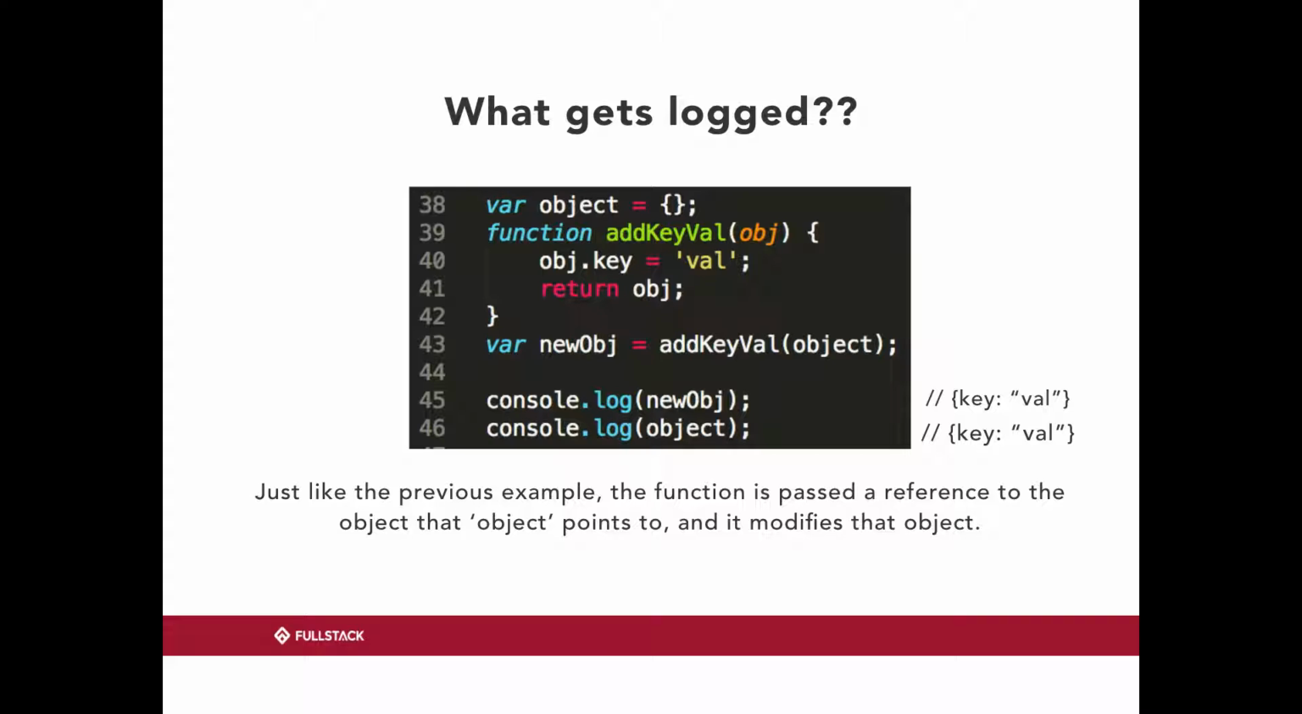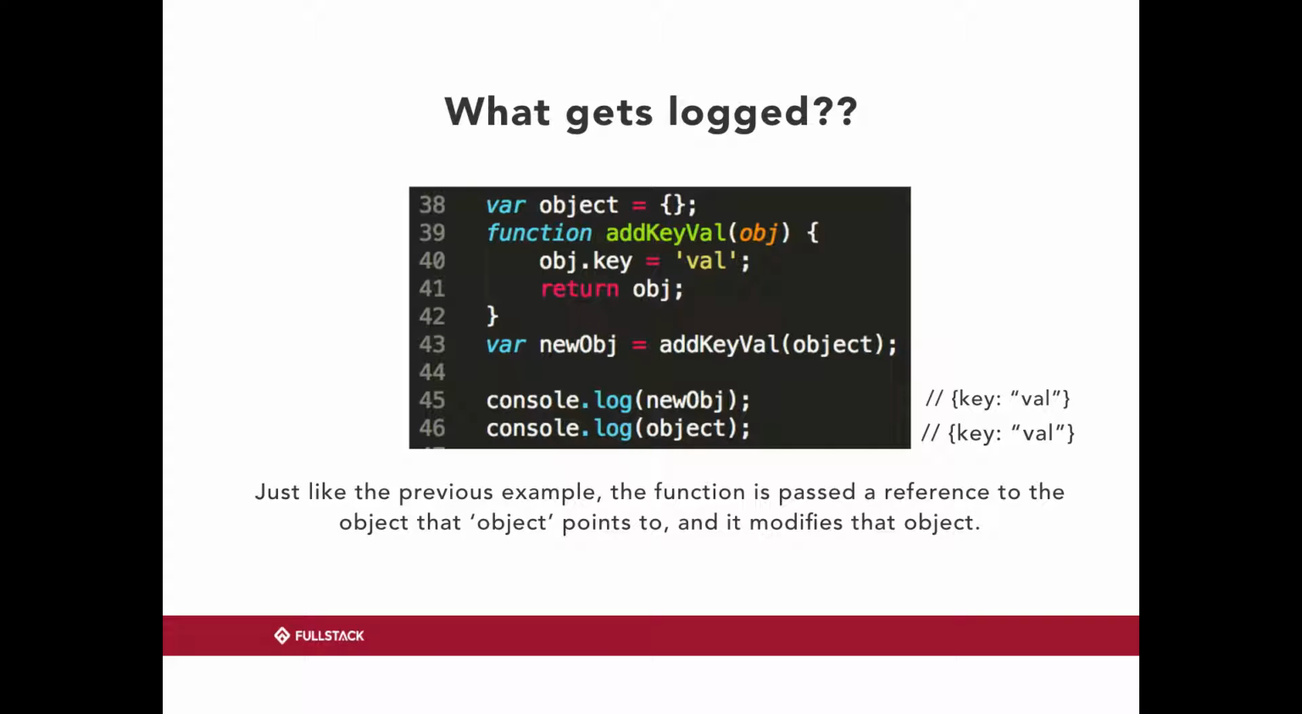I return it and I set it equal to new obj. So what does new obj point to? The same one. And so now in lines 45 and 46, when I console log obj and new obj, I'm printing out the exact same thing. The reason this can get confusing sometimes is that if you were to do a pass by value, like in the slice example I mentioned, your end result's going to look the same, right?